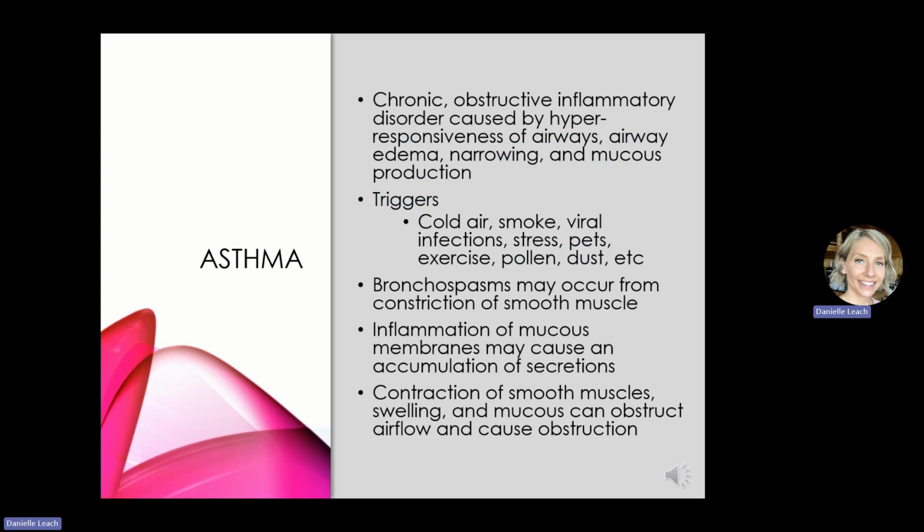So asthma you've learned about before in adults, very similar in children, though some of the treatments may be a little bit different. But asthma is a chronic obstructive inflammatory disorder. It's caused by hyperresponsiveness of the airways. We can have airway edema, narrowing, and mucus production.